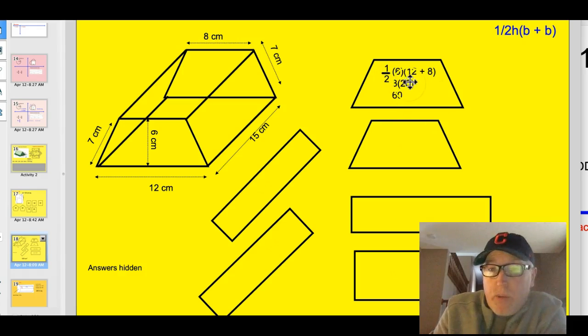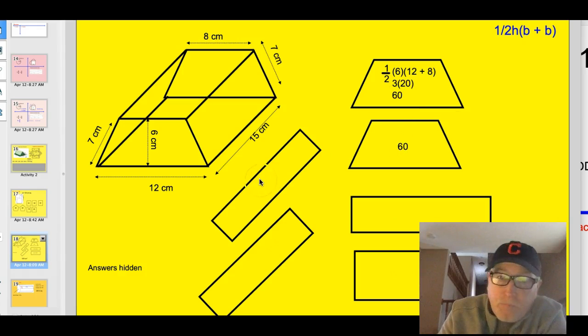I'm going to go over the area of a trapezoid one more time. 1/2 the height of 6 is 3. Then you add the two bases together, 8 plus 12, and that's 20. So 3 times 20 is 60, and that'll be the same thing for this one right here as well. Okay, now over here, this one is going to be 15 times 7, this rectangle. All right, so that's easy. And then here's another one here. They're both the same. It's 7 on this side too. So those are both 105.